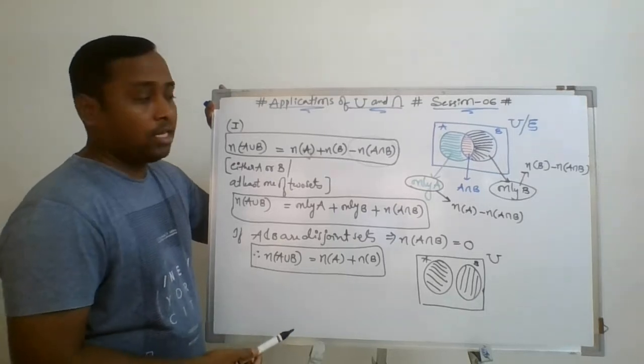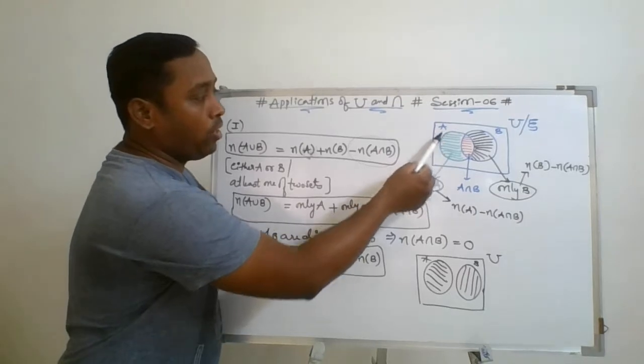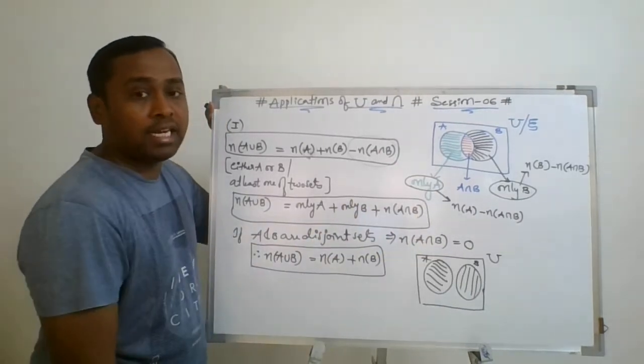Apart from this, you may also say only A. How can you find only A? That is simply number of A minus number of A intersection B.